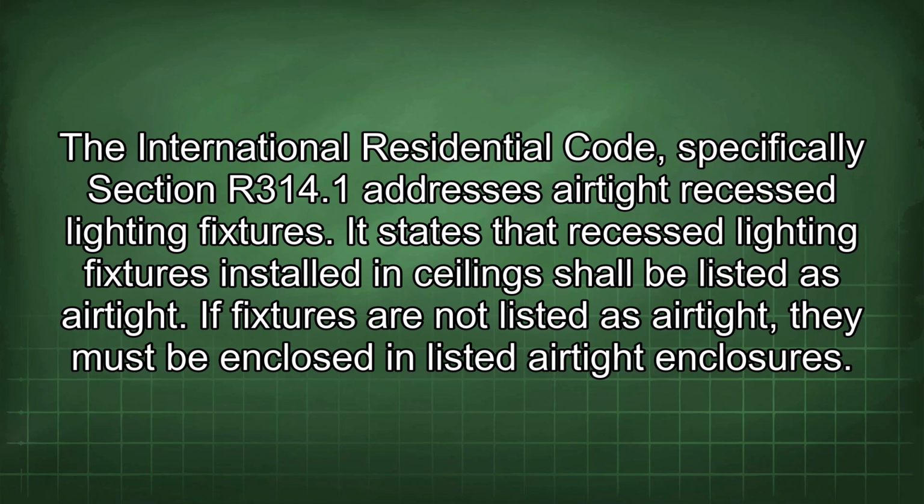The International Residential Code, specifically Section R314.1, addresses airtight recessed lighting fixtures. It states that recessed lighting fixtures installed in ceilings shall be listed as airtight. If fixtures are not listed as airtight, they must be enclosed in listed airtight enclosures.